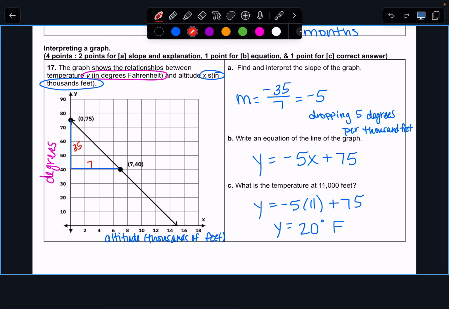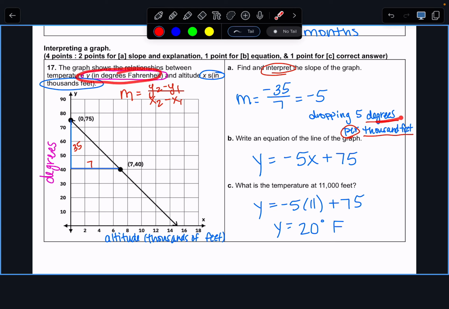Now, if you don't like that, you could always do this formula that I think I still have written on the board, y2 minus y1 over x2 minus x1. So I simplified that to -5. Remember, when I say interpret, I need blank per blank. So my y-axis was in degrees, so that's what I put there for my rise, over run, thousands of feet.